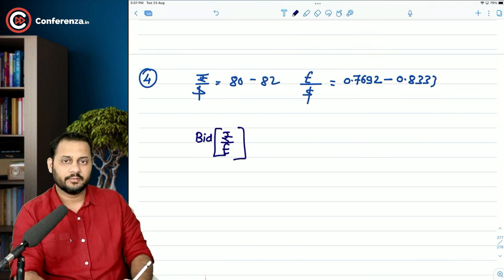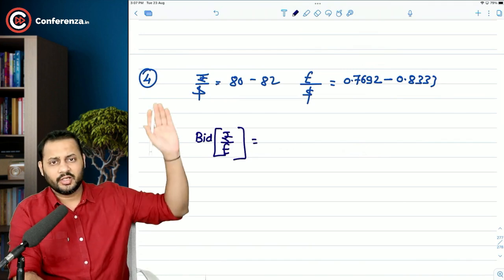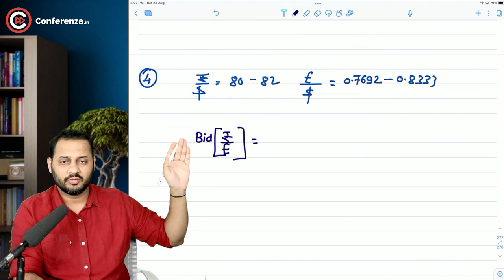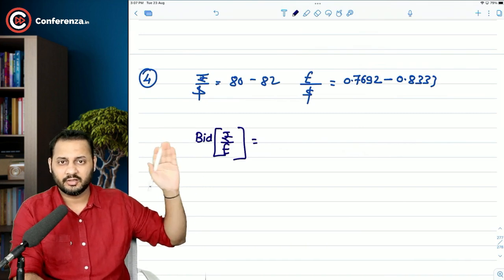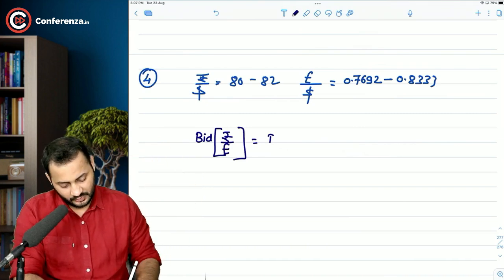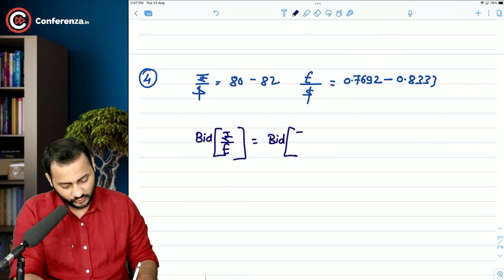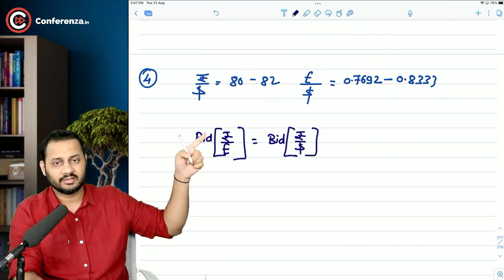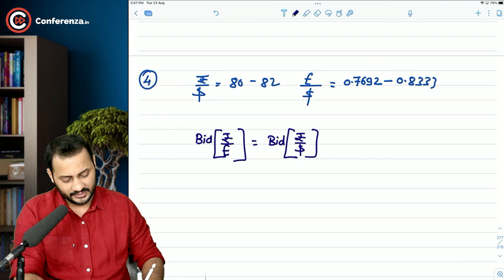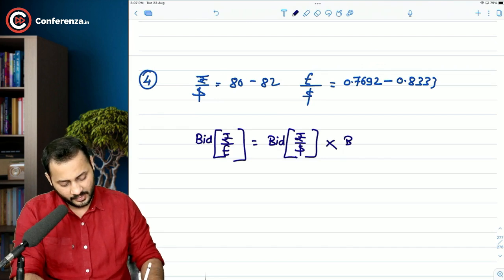How will you do that? Without looking at the given data, first, according to your requirement, frame an equation. We know that if we have to calculate bid, we have to take the bid of everything. So bid of rupees per dollar. Why rupees per dollar? Since rupees is the price currency here, we have to keep it as a price currency itself with the other quote. And bid of dollar per pound. This should be your requirement.